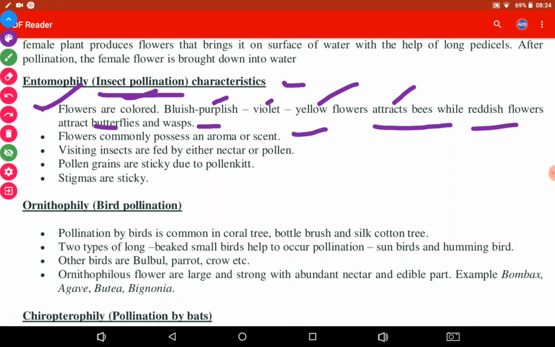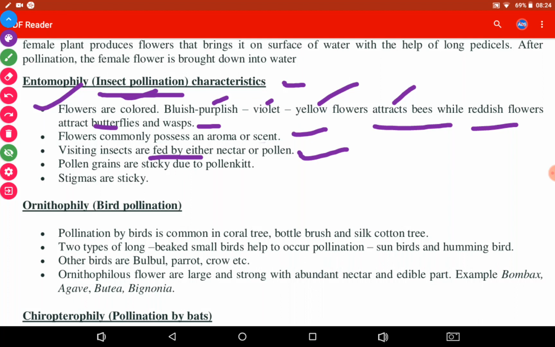Flowers commonly possess an aroma or a scent. The flower will emit a fragrance of a different kind. Visiting insects are fed by either nectar or pollen. The visiting insects generally come to that particular flower by feeding on nectar, or they can take pollen as their food.